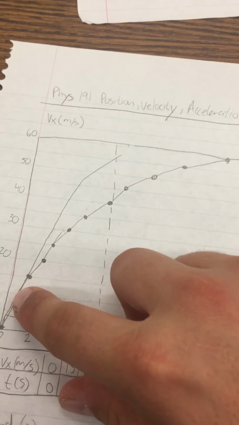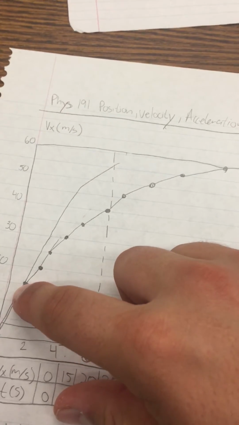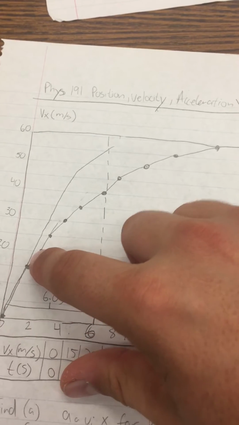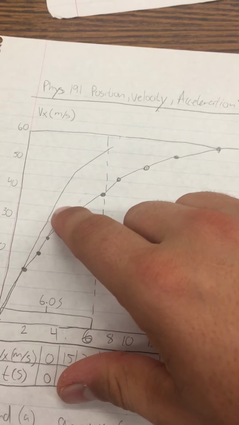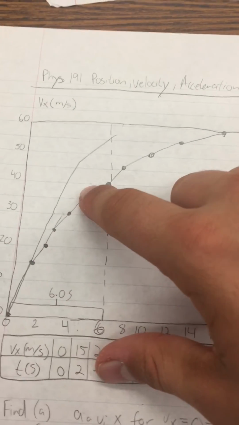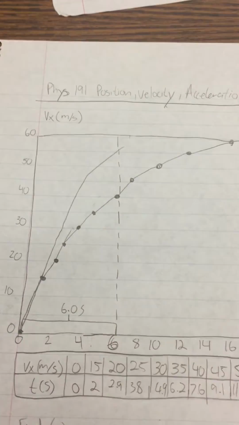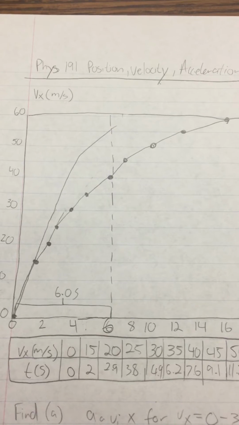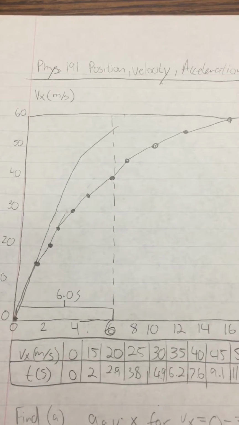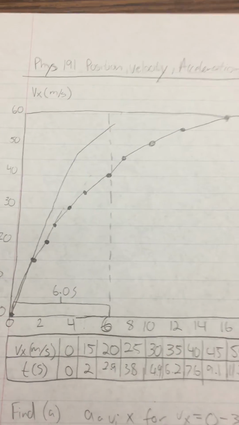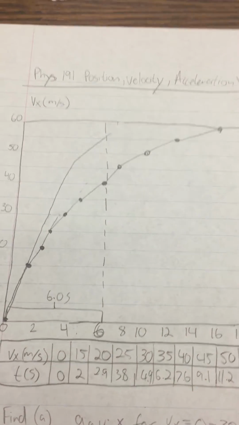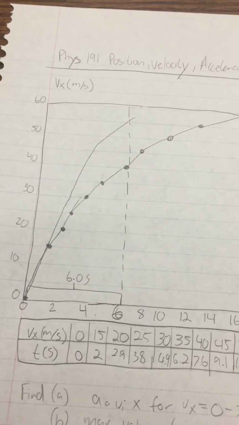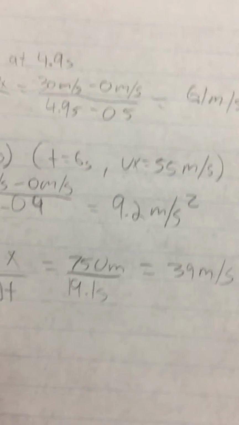It passes through t equals 0, and I used the values for the rise and the run to calculate the slope of the tangent line. So the tangent line passes through the two points t equals 0, Vx equals 0, and also passes through t equals 6.0 seconds, where Vx is 55.4 meters per second. So the rise is going to be 55 meters per second.